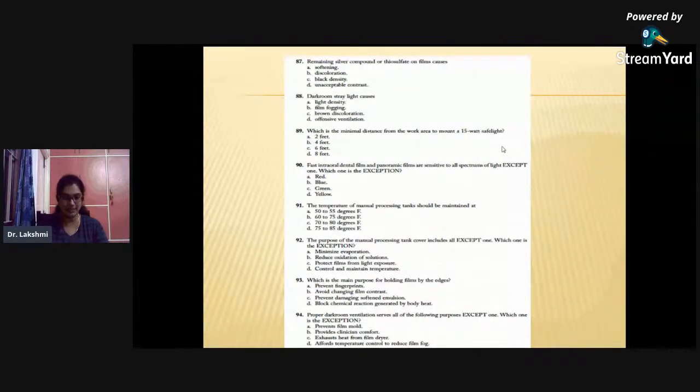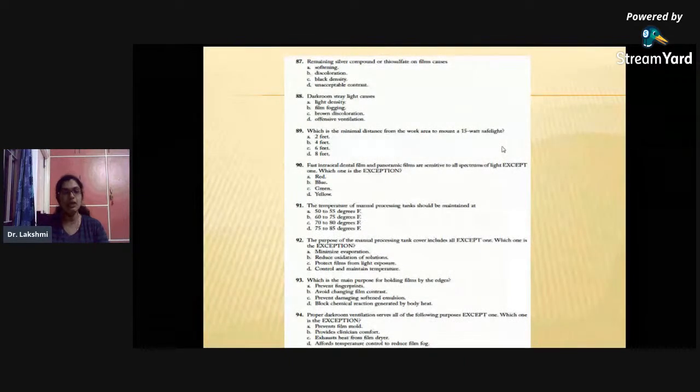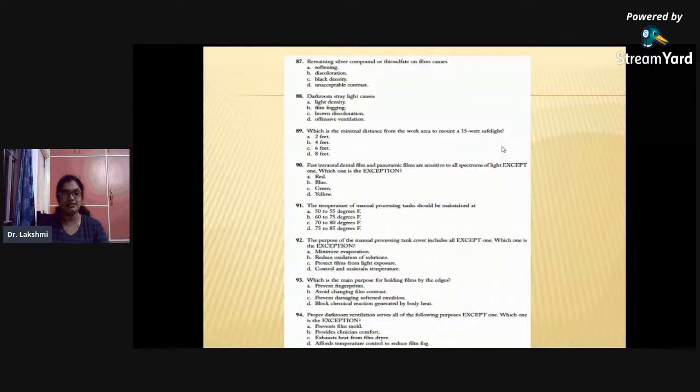Okay, so 94th question, proper darkroom ventilation serves all of the following purposes except one. Which one is the exception? That is A. Prevents film mold.